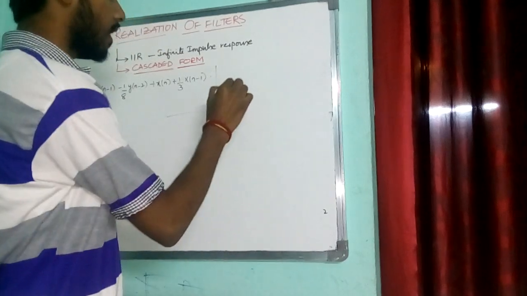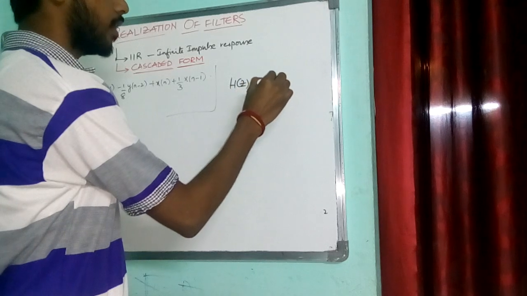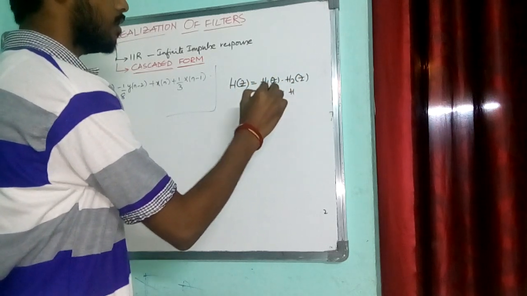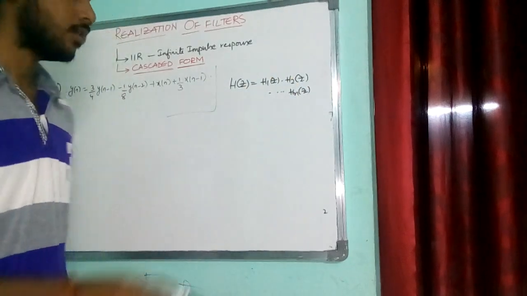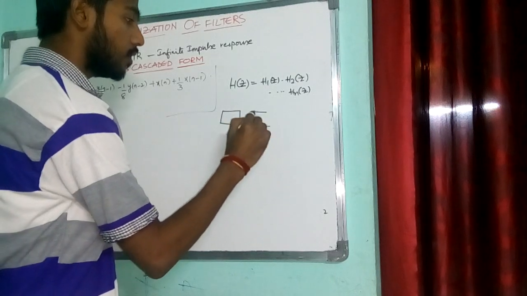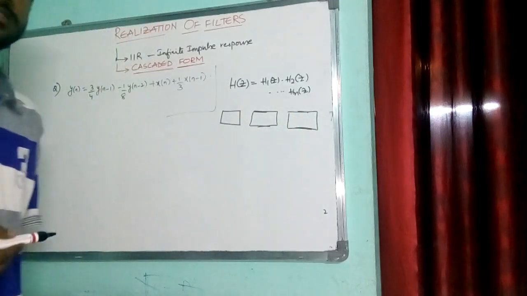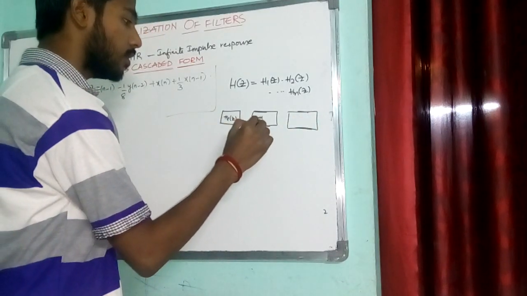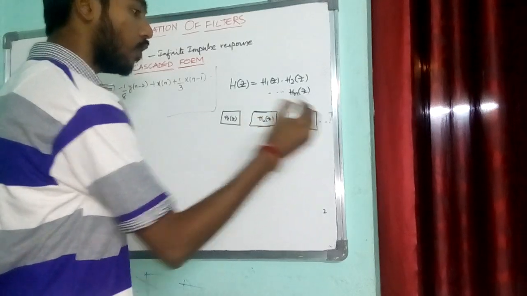we'll take our transfer function H of z and write it in product form, the product of two or more transfer functions. So what is a cascade form? It means the boxes are connected in series. The systems are connected in series. This will be my H1 of z, H2 of z, H3 of z, and so on.